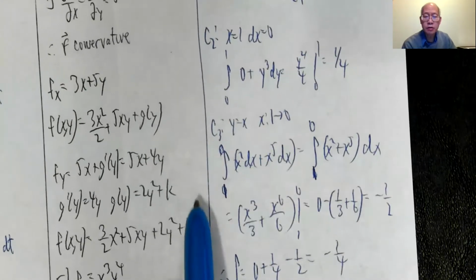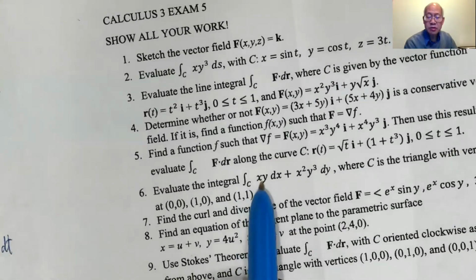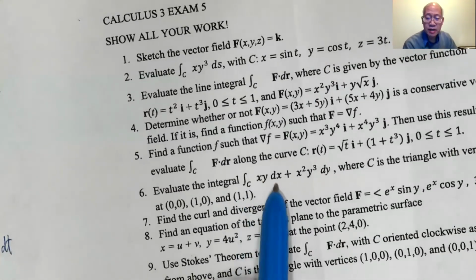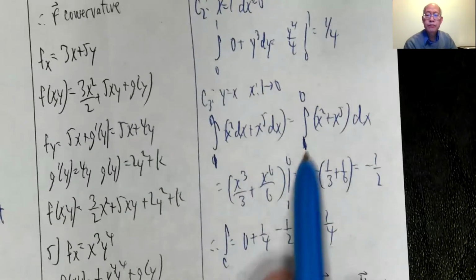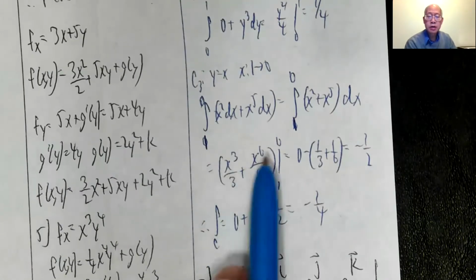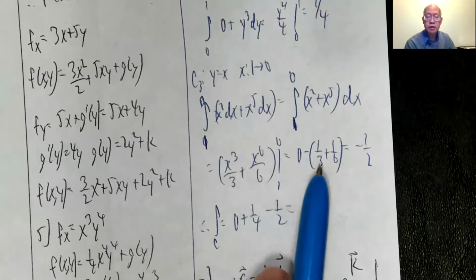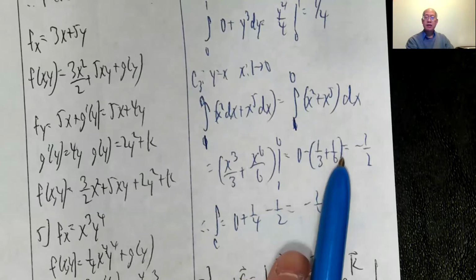x is going from 1 to 0, so the integral from 1 to 0 of x times y, but that's x squared dx plus x squared x cubed dx. So it's x squared dx plus x to the 5th dx. That's x cubed over 3 plus x to the 6th over 6 from 1 to 0. Plug in 0, you get 0. Plug in 1, you have 1/3 plus 1/6, which happens to be 1/2, and a negative in front of the whole thing makes it negative half.